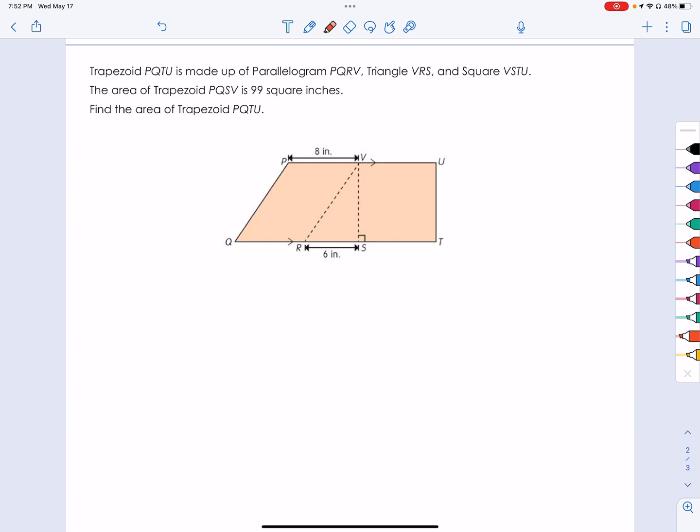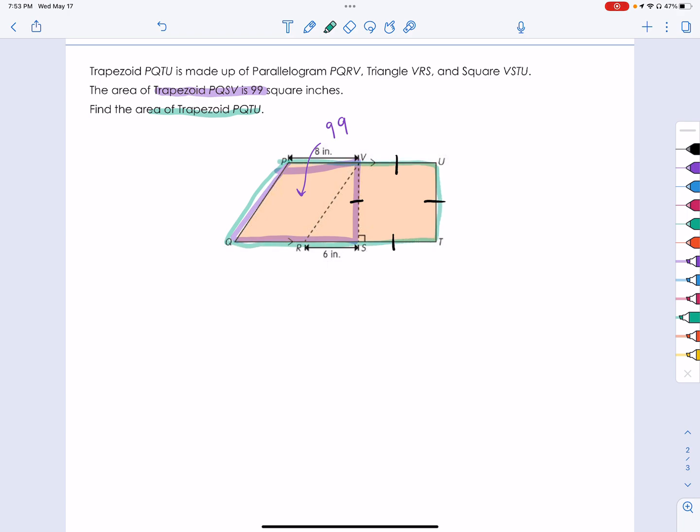So another example of that, we have this situation here. Trapezoid PQTU is made up of a parallelogram, PQRV, a triangle, and a square. So here we are with that geometry about squares, where we know these are all going to be the same length. The area of trapezoid PQSV is 99 square inches. So that means this area, PQSV, has an area of 99. And we need to find the area of the whole big trapezoid, this whole green situation.